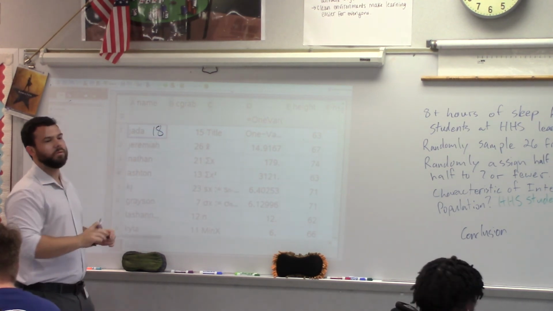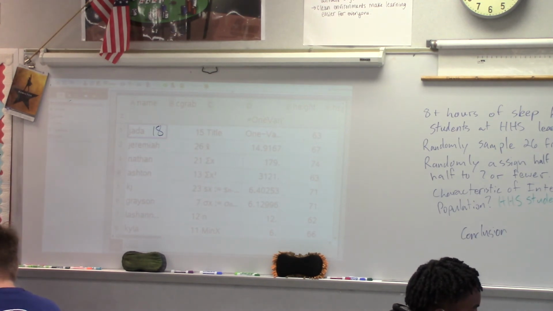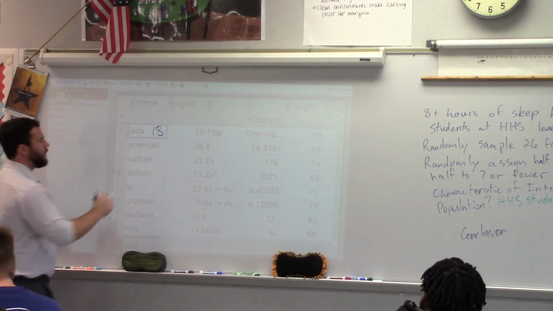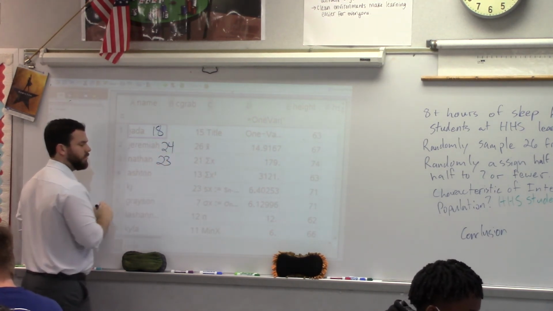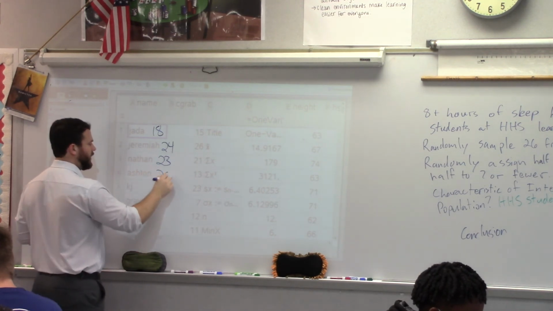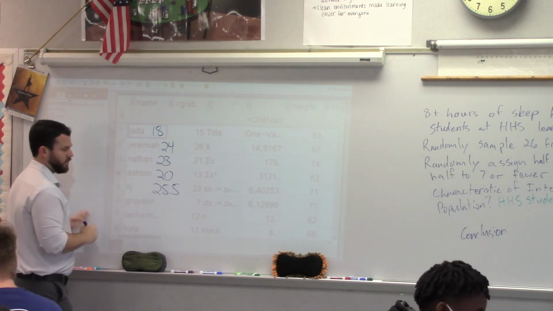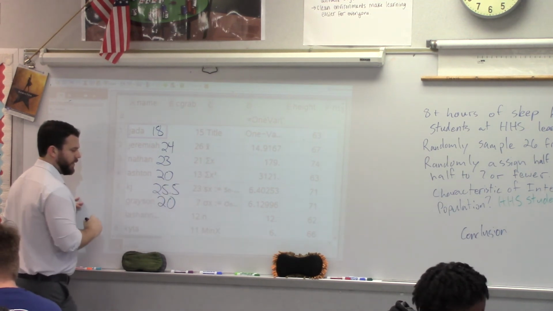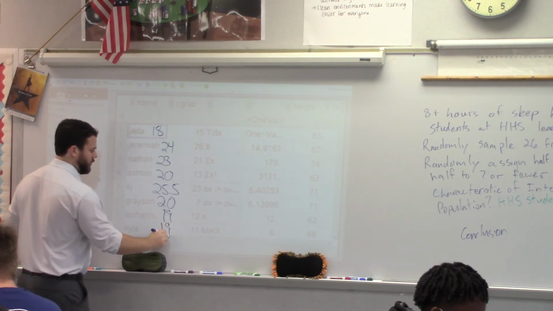TTS was time to school. That was when we already collected data on. I'm just going to put it beside TTS. That's fine, because it's just going to save that variable. Jeremiah, 24 millimeters. Nathan, 23. Ashton, 20. KJ, 25.5. Grayson, LaShannon, Kyla.